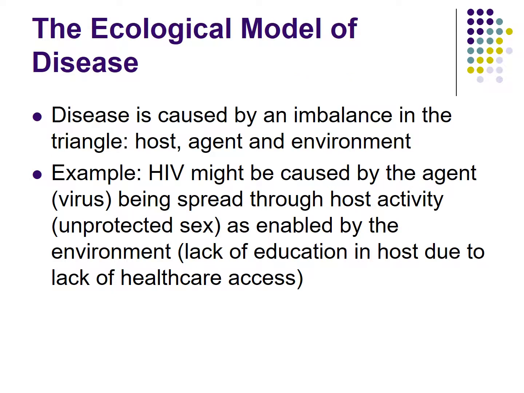The ecological model of disease is a model that involves three corners of a triangle, which are the host, agent, and environment, and describing an imbalance between those agents. So, for example, HIV might be caused by the agent being spread through host activity, such as unprotected sex, as enabled by the environment, which might be a lack of education in the host due to a lack of healthcare access.